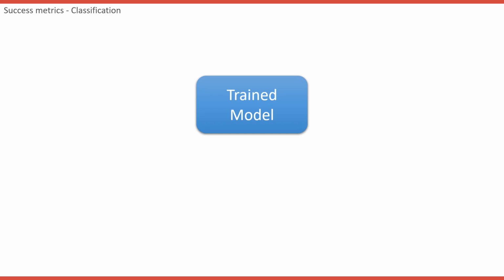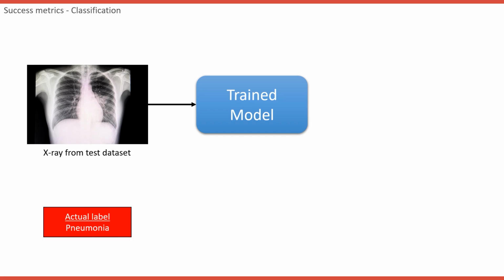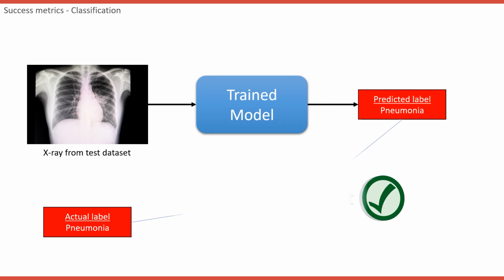Let's imagine we have already trained our pneumonia detector model on some training data, and now it's time to evaluate the model's performance. This is where our test dataset comes in. We take a test image from the test dataset and feed our model with this image. Since this image is in the test dataset, we already know its actual label, but our model has not seen it before. Our model is going to make a prediction looking at this image, and then what we do is compare the prediction with the actual label.